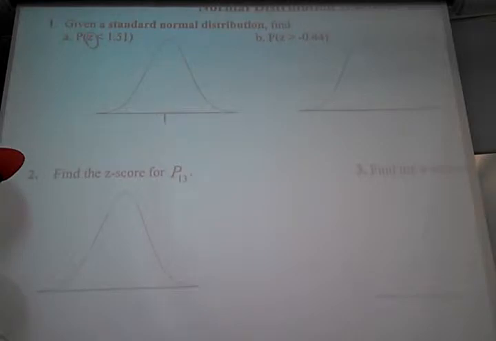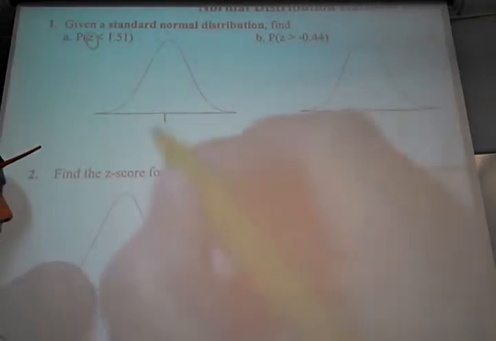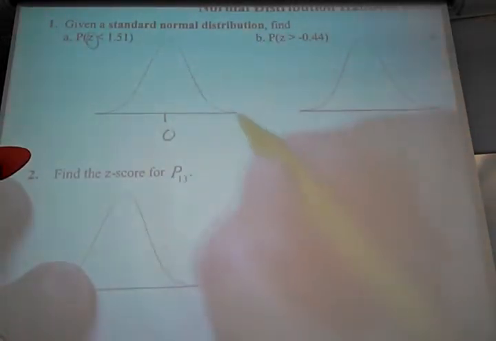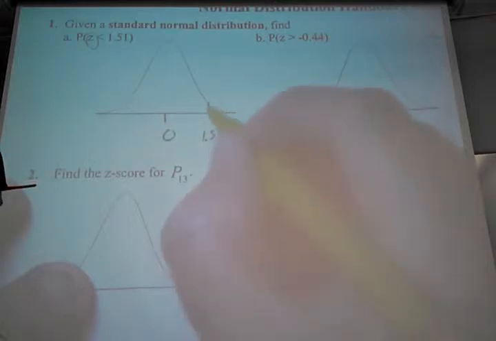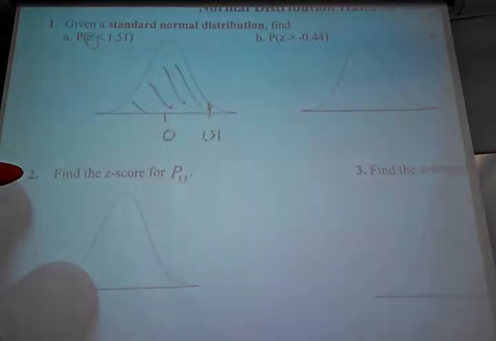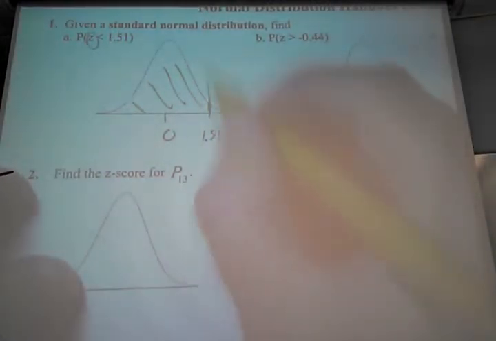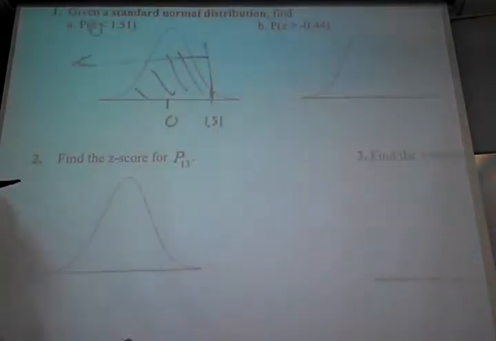So 1.51, this is 0. 1.51, of course, has to be up here. So this area should be decently large, right? I mean, it is. There's no question. So when I look up 1.51, what do you get? 0.9345. I like 9345. 9345 sounds good.